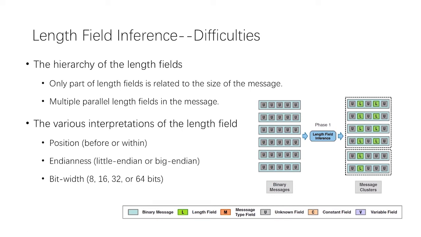The other difficulty is to deal with the various interpretations of the length field. The length fields in different protocols may have their preferred specifications, such as in terms of position, endianness, and bit width. To be specific, the length field could be located before or within the relevant payload. The endianness could be little endian or big endian, and the bit width could be 8, 16, 32, or 64 bits.